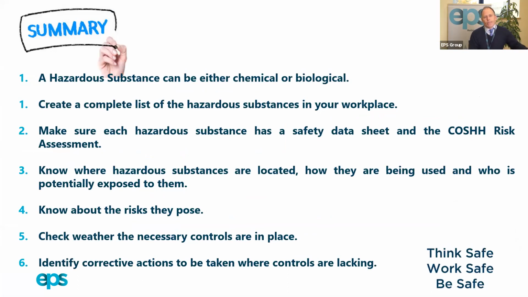So in summary, a hazardous substance can be either chemical or biological. It's a good practice to complete a list of hazardous substances which are present in your workplace, whatever aspect of the business you work in. Make sure each hazardous substance has a safety data sheet and a COSH risk assessment. Know where the hazardous substances are located, how they're being used, who's using them, who's exposed to them, and make sure that they have the correct PPE when they're using them. Know exactly the risks that they pose and the mitigation measures that need to be in place. Check the necessary controls are in place all the time and identify corrective actions to be taken where controls are lacking. And that's one that we're really strong on.